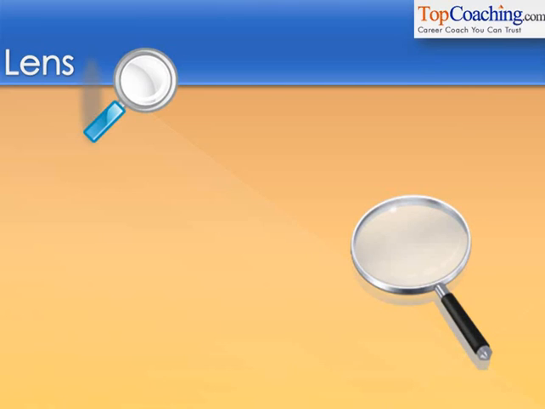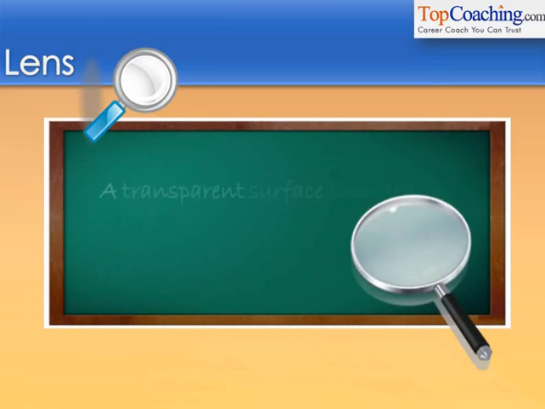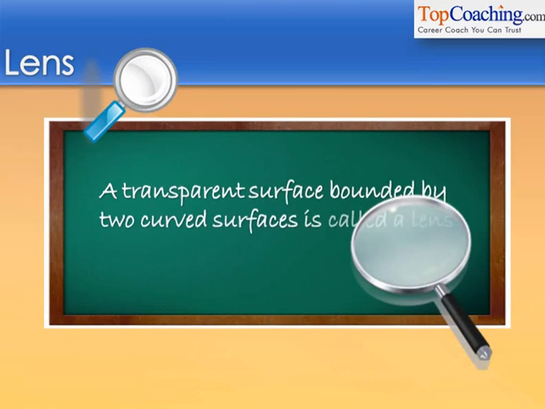Let's now move on and study a very important application of refraction in our daily life. The use of refraction in lenses. A transparent surface bounded by two curved surfaces on both sides is called a lens. So basically, a lens is a transparent medium which is bounded on either side by curved surfaces. Understood? Lenses are used in our daily life, to magnify objects, to form images of objects, to form inverted images of objects, and they have many other applications.